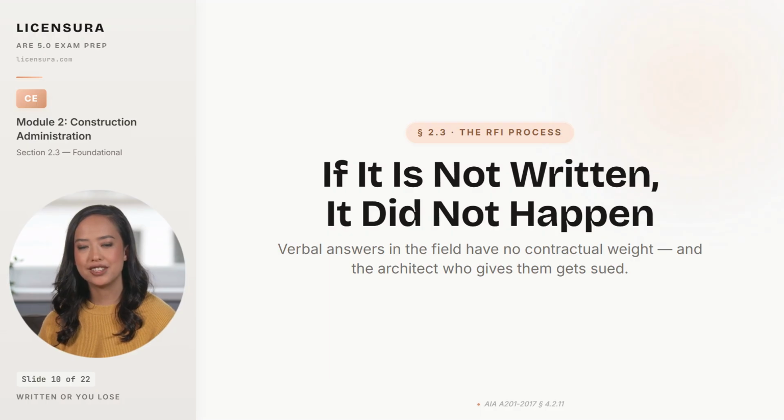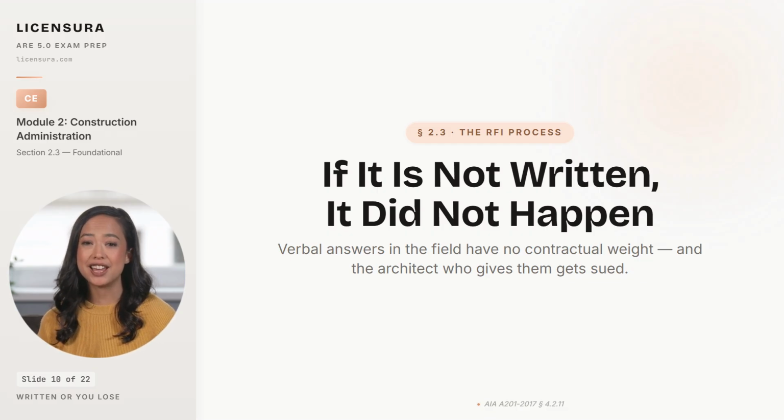Most architects on a site walk get cornered by the same question every Tuesday afternoon. The contractor's superintendent points at a conflict, asks what to do, and waits for a quick answer. Give that quick answer verbally, and you have just handed the contractor's lawyer a gift, an undocumented instruction that you cannot reproduce, and the contractor can characterize however he likes when the lawsuit shows up. The RFI exists for exactly this reason.